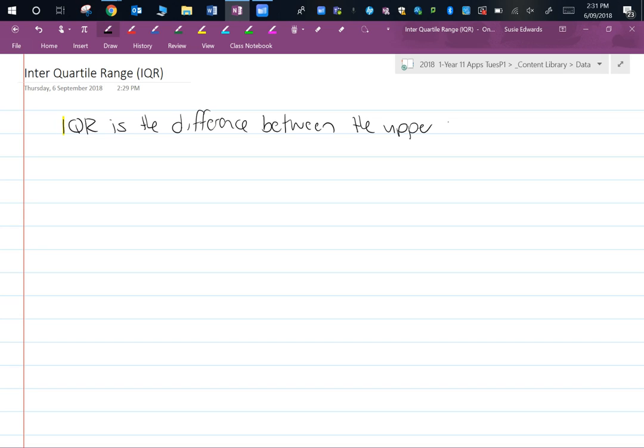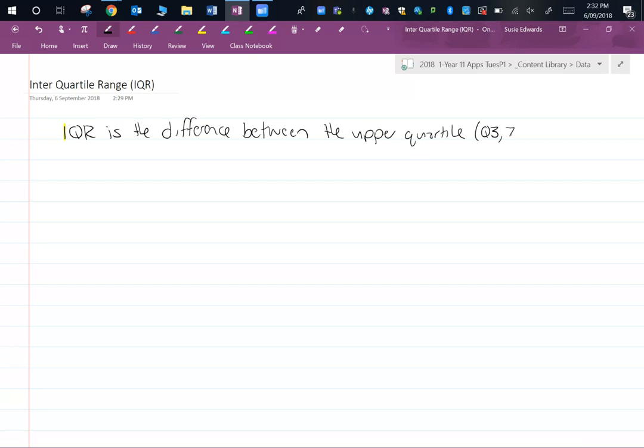Now there's a few different words for this. The upper quartile could be Q3, or it could also be called the 75th percentile. It's pretty much the point where 3/4 of the data is. It's that top end. So 1/4 of the data is above that and 3/4 is below it. Okay? So it's between the upper quartile, which can be called Q3, it can be called the 75th percentile, and the lower quartile.